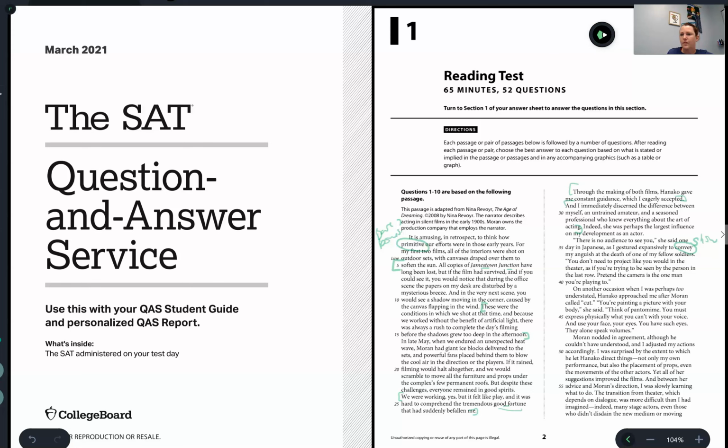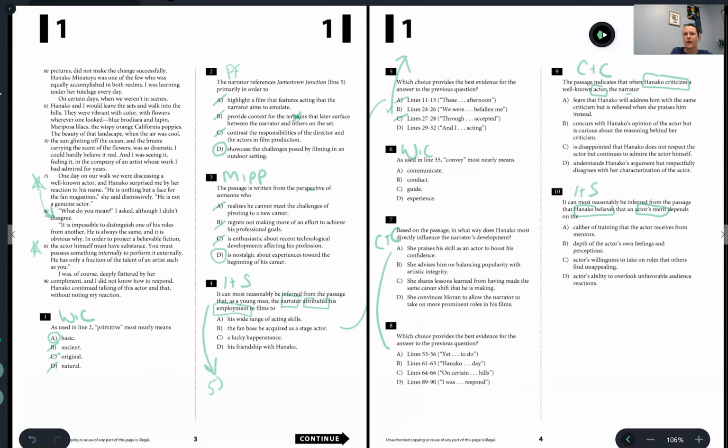And I immediately discerned the difference between myself, an untrained amateur, and a seasoned professional who knew everything about the art of acting. So that does talk about him working, but not how he came to be an actor, just the difference between him and someone who is really good at it. So it has to be this line that, yes, he was working, but it felt like play, and good fortune had befallen him. So he attributed his employment to good fortune. So we don't learn about his acting skills.